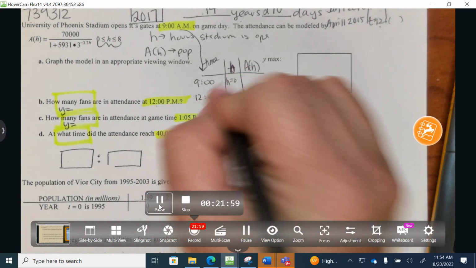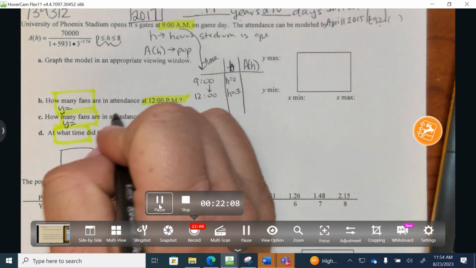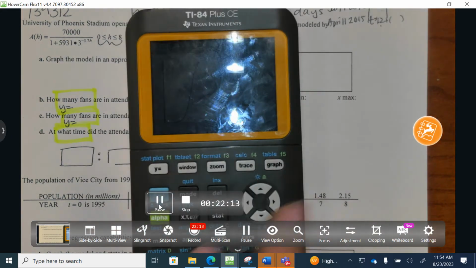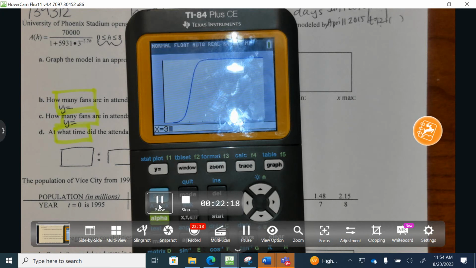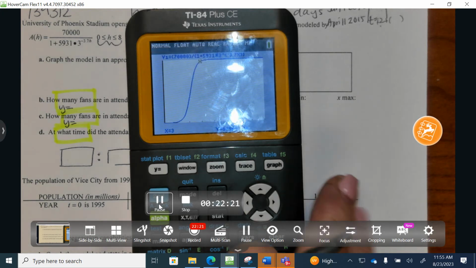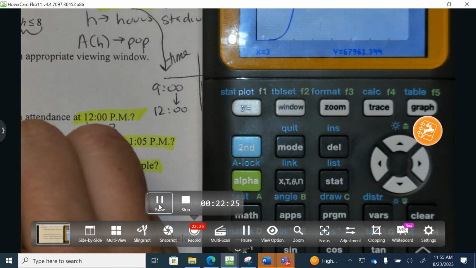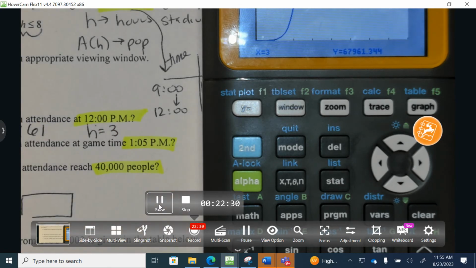12 o'clock means noon. How much time has surpassed when you get to noon? From 9 a.m. to noon is a total of 3 hours. So I'm going to plug in H is going to be 3, or think of it as T is going to be 3. So let's come up here and go second trace value. We're going to type in 3, and we're going to round to the nearest whole number. So taking this value that I'm going to zoom in on, please round to the nearest whole number. 67,961.